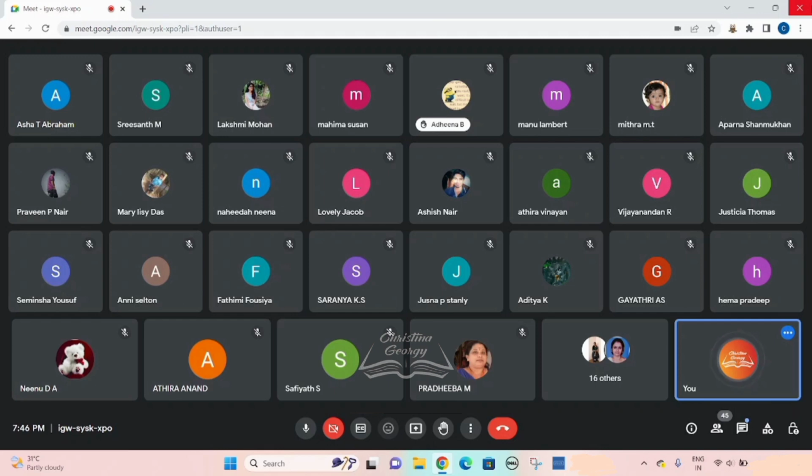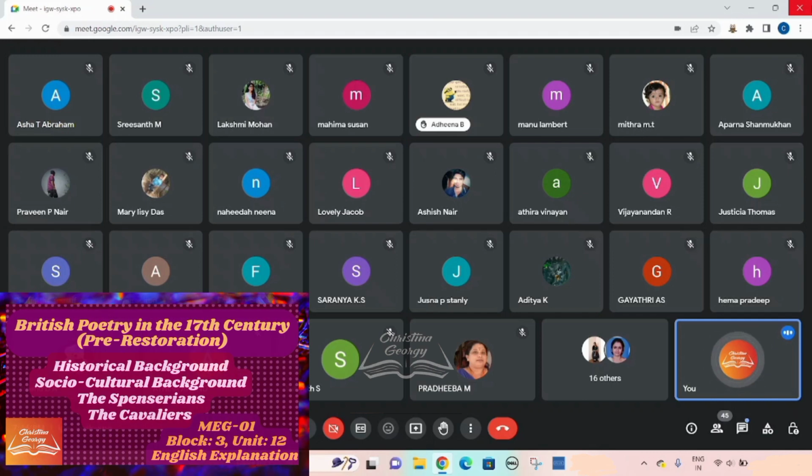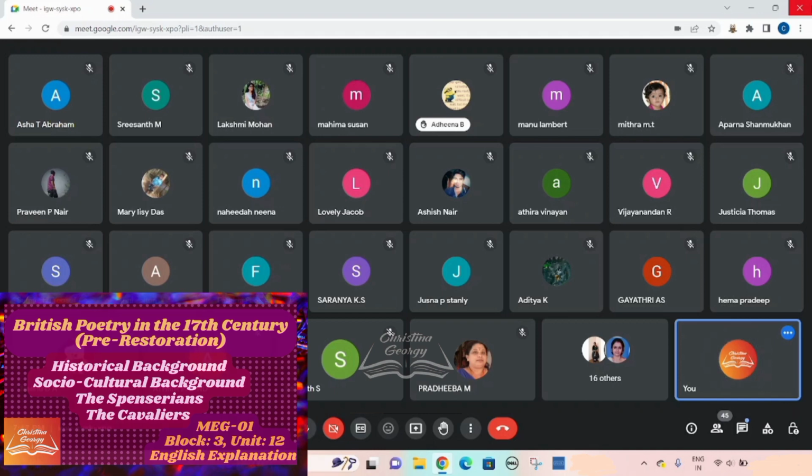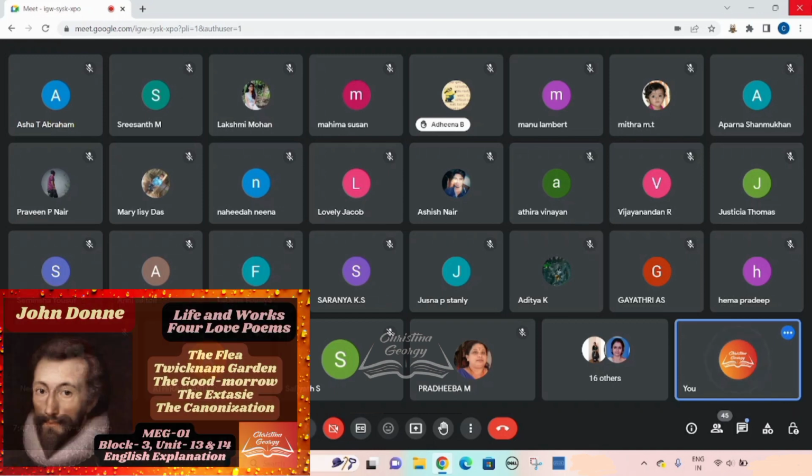Shall we move on to block 3? Block 3 is titled The Metaphysical Poets, Donne, Herbert and Marvell. So here also we have around 5 units. The very first unit is regarding pre-restoration. You can just read and understand the background. But never ever skip units 13 and 14, for these two are important units.